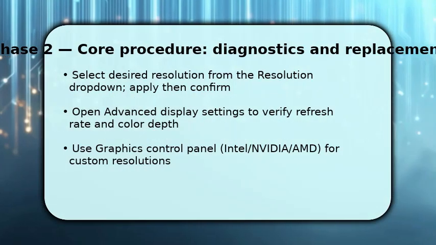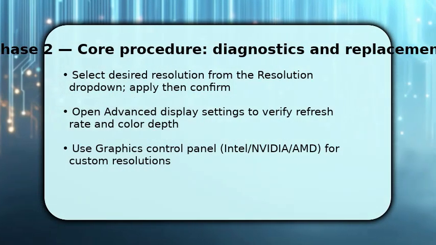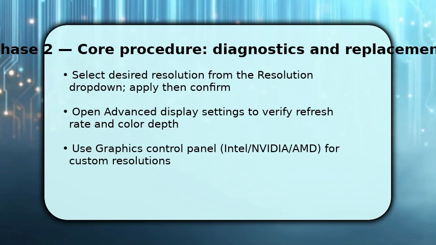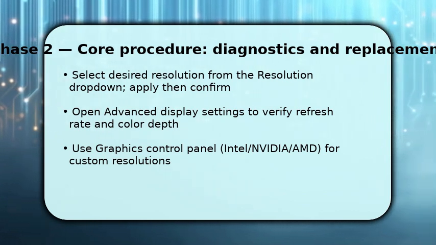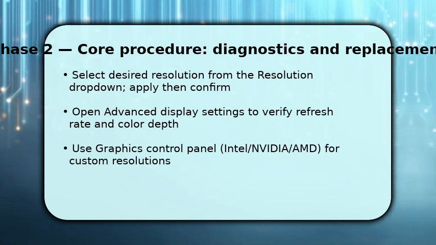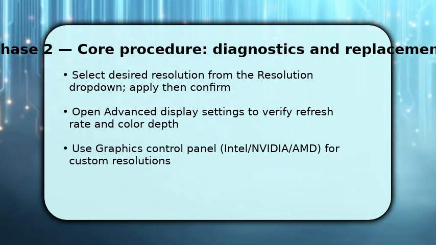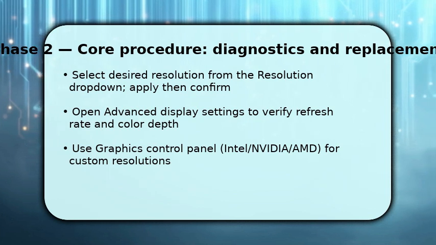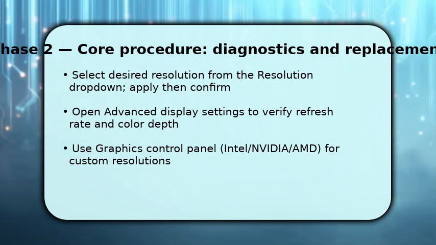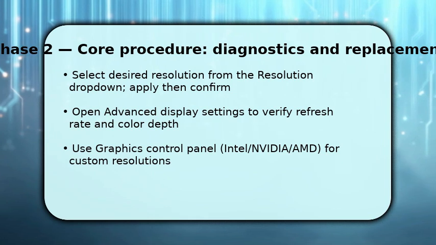You change the resolution drop-down to the suggested native value. Apply the change and confirm it within 15 seconds because Windows will revert if unstable. Once done, open Advanced Display Settings to verify the refresh rate and color depth match your monitor specs. Mismatches create blurriness or black bars.